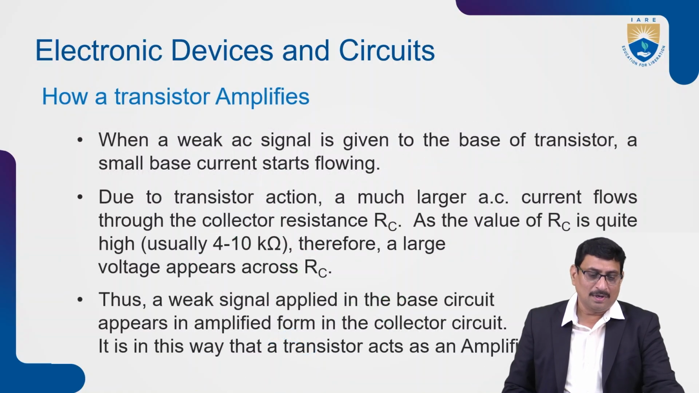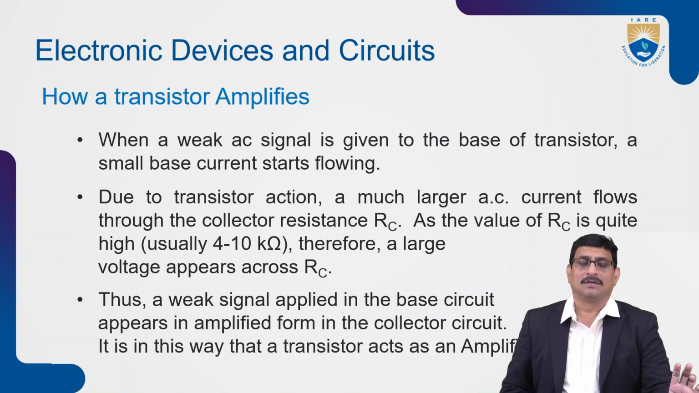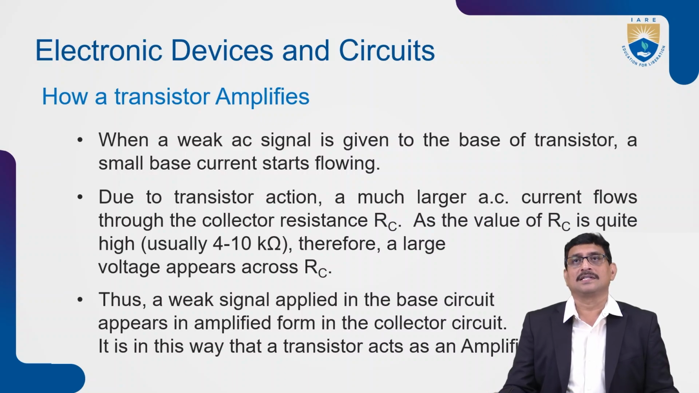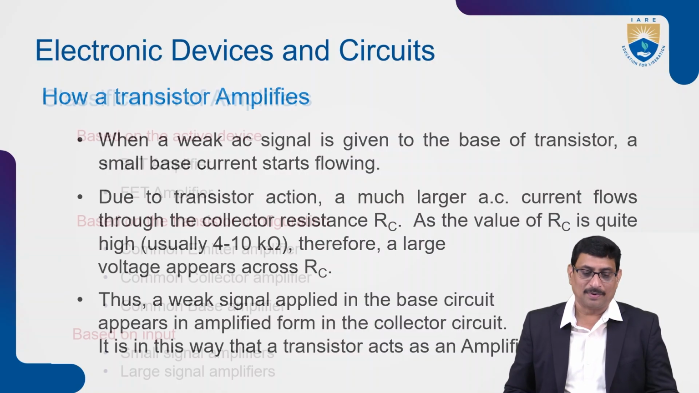IC is equal to beta times IB. Therefore, the collector current increases. As the collector current increases, a large current flows through the collector resistor, which appears as a large voltage across the collector resistance. Thus, a weak signal applied at the base circuit appears in amplified form at the collector circuit. In this way, the transistor acts as an amplifier.